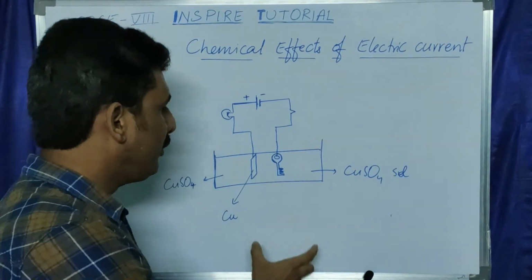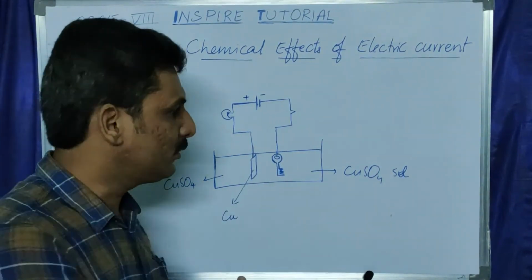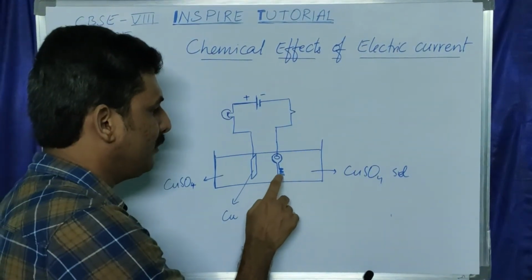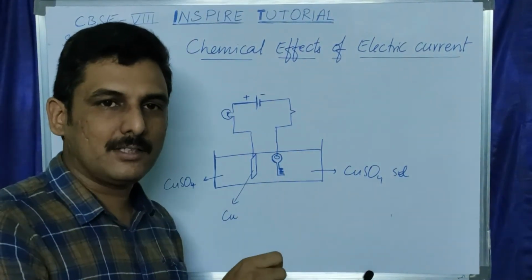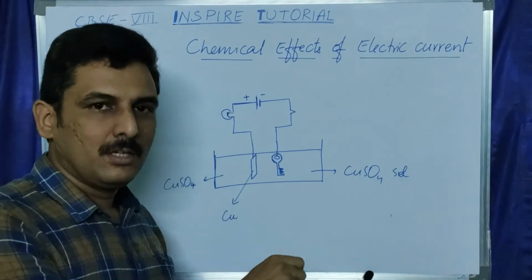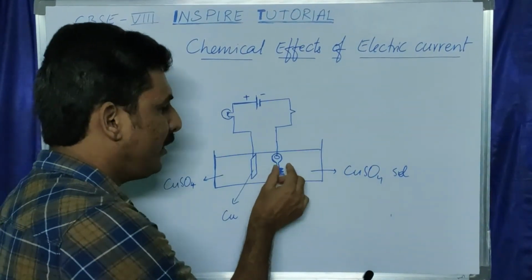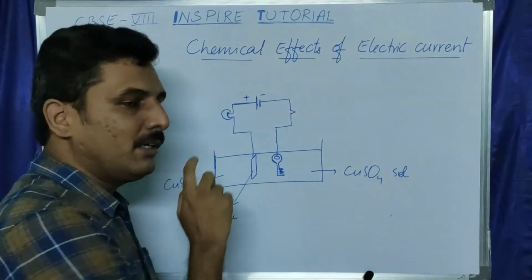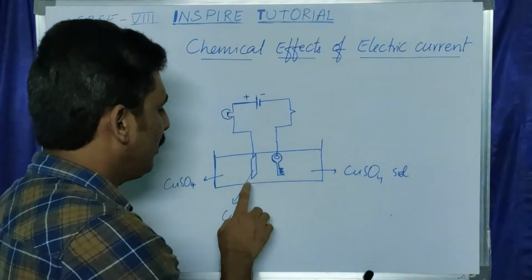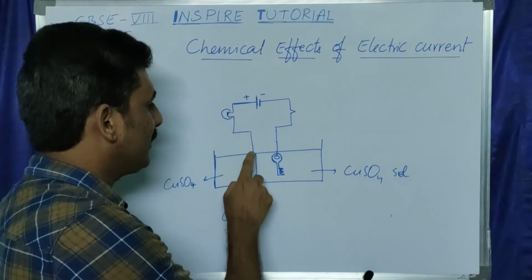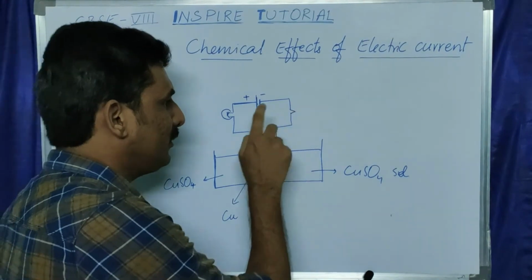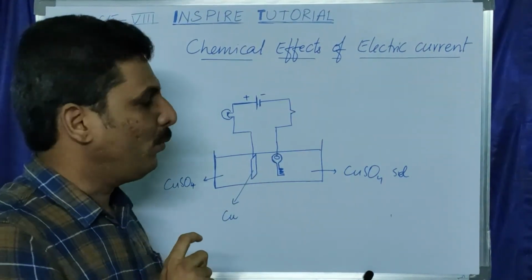So here also we are going to take the same arrangement, where we take copper sulfate solution, and this time you have to coat an iron key with copper. So we are going to take the key made of iron as the negative electrode, that is, it is connected to the negative terminal, and we are going to take a copper plate which is connected to the positive terminal. So when you switch on this circuit, what happens?